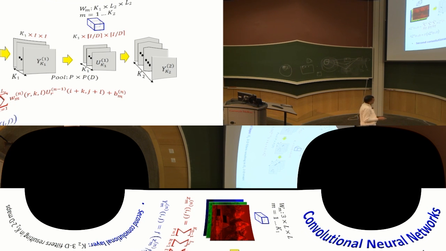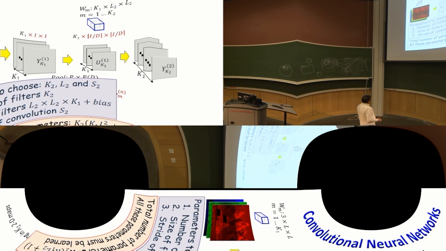Using the same operation. And then the number of parameters is going to be, observe, I have K2 filters. Each filter is going to be K1 deep and L2 squared in size. So it's K1 L2 squared plus the bias, right? So this is the number of parameters for the second layer. And then all these parameters must be learned.